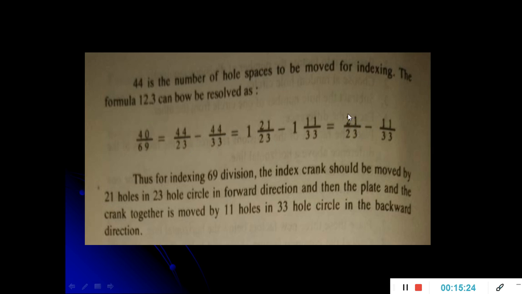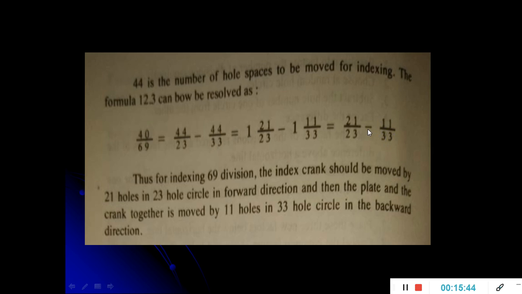21 holes are moved in the forward direction with the 23 indexing hole circle, and the plate and the crank together should move 11 holes in the 33 indexing hole circle in the reverse direction.